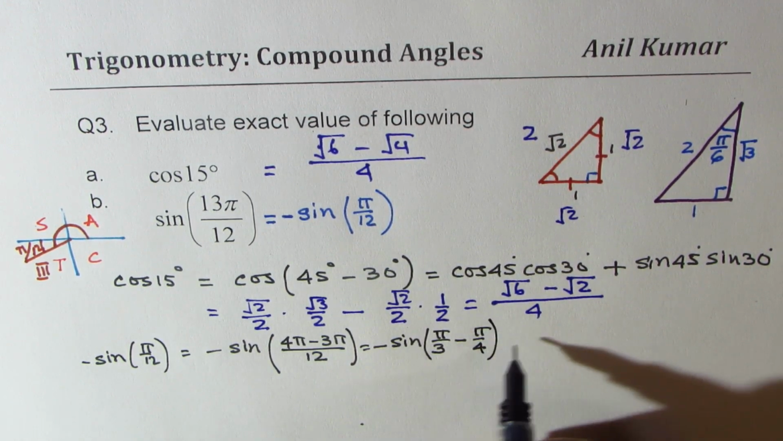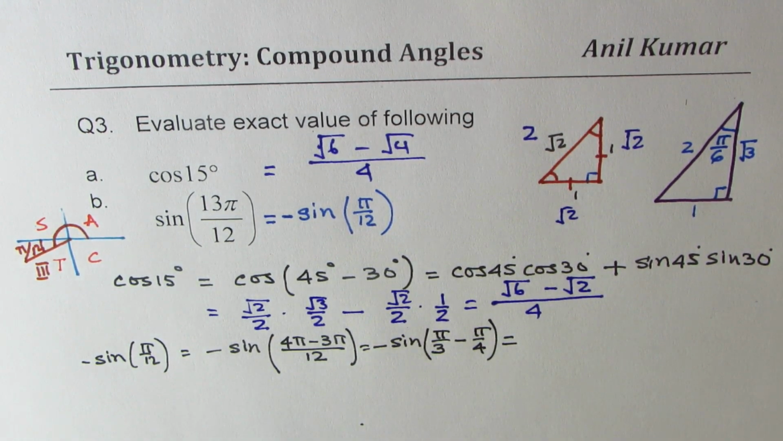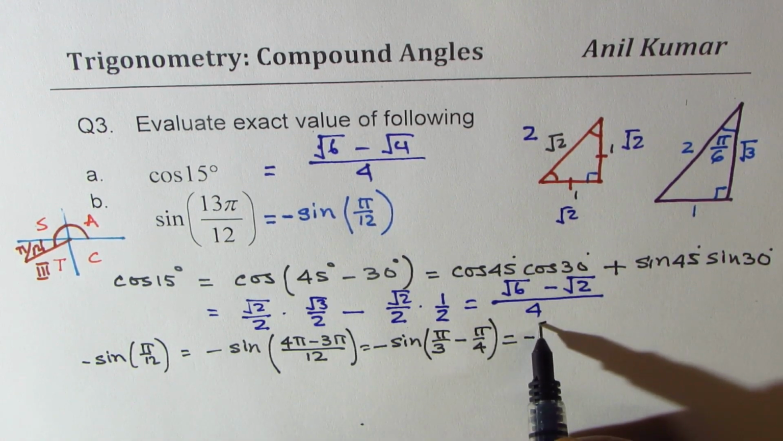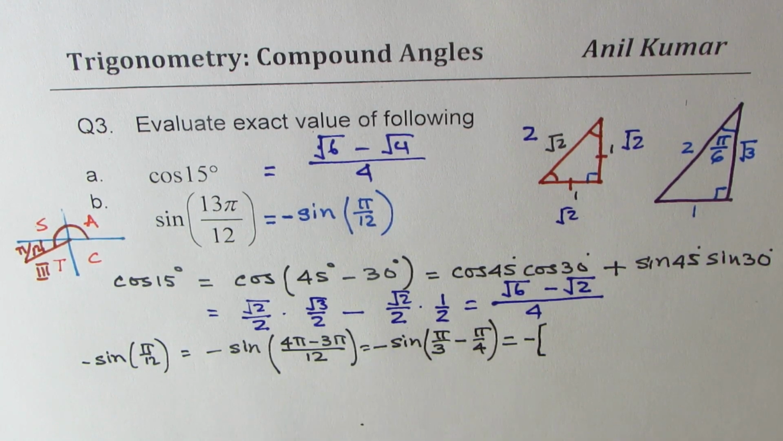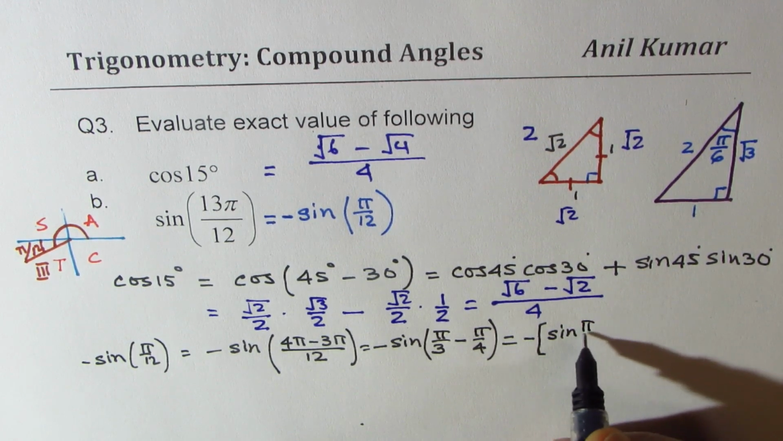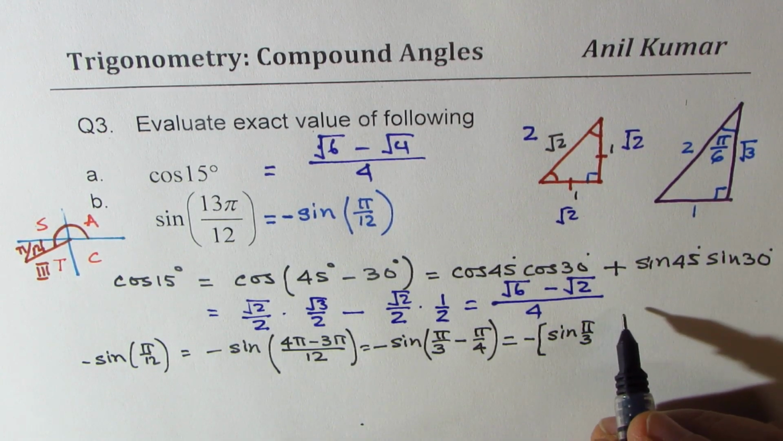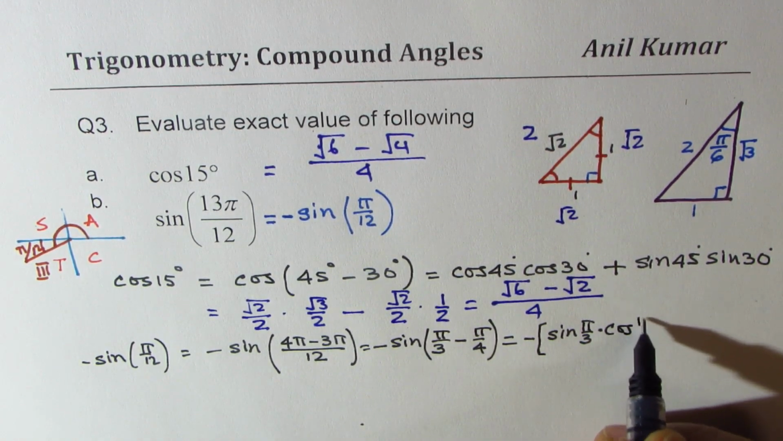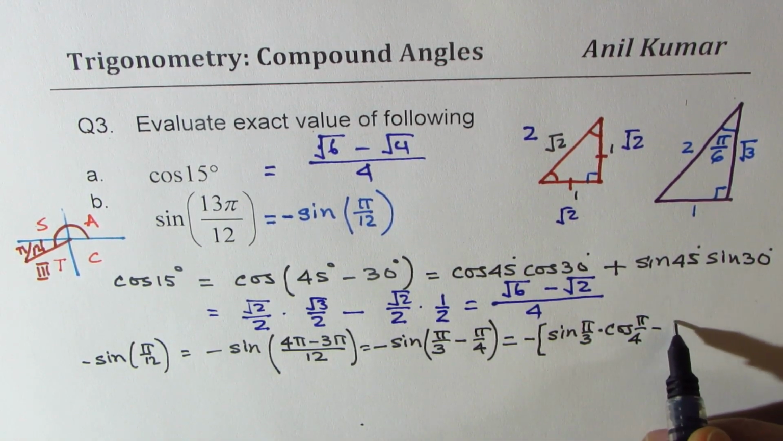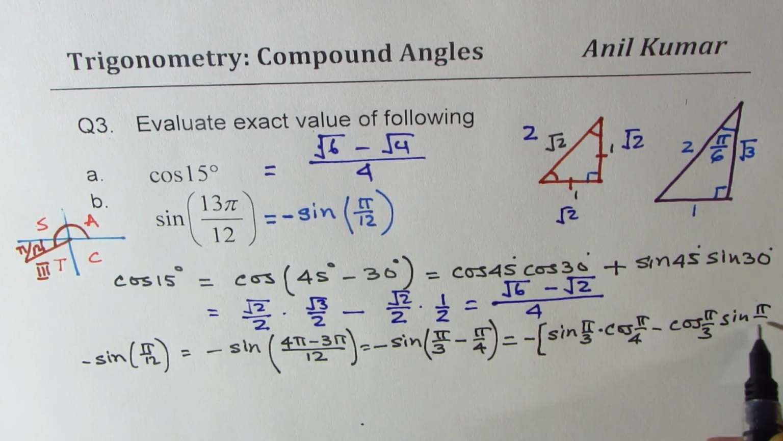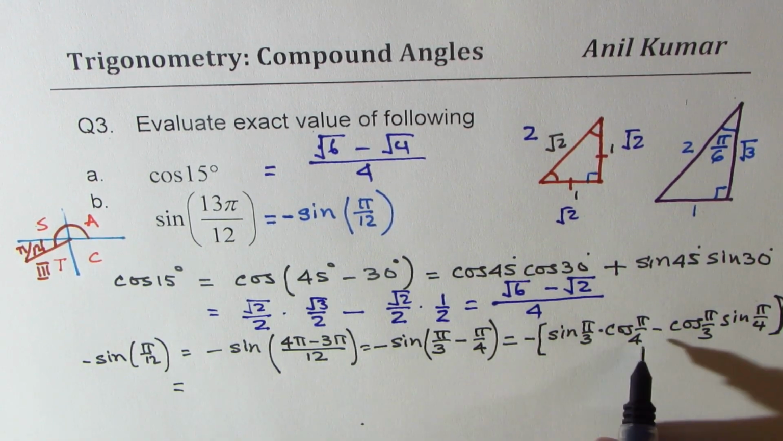Okay. Now we can use the cosine formula and find the value. So we have negative outside. Let me make a bracket here. This is that negative. Sine A cos B. So we have sine of pi by 3 minus, minus comes later, with cos of pi by 4 minus cos of pi by 3 sine of pi by 4. Is that clear, right? So square bracket.